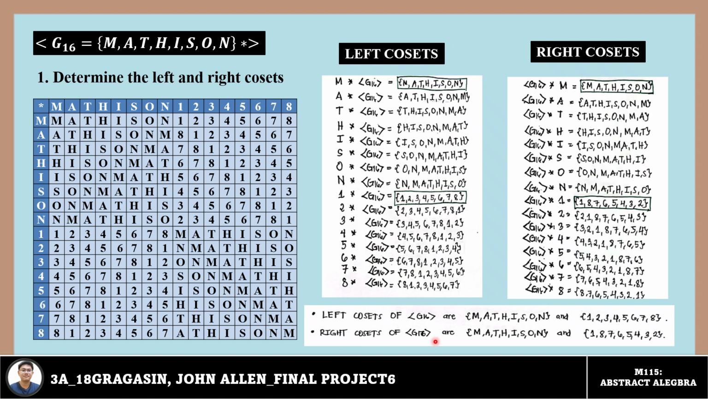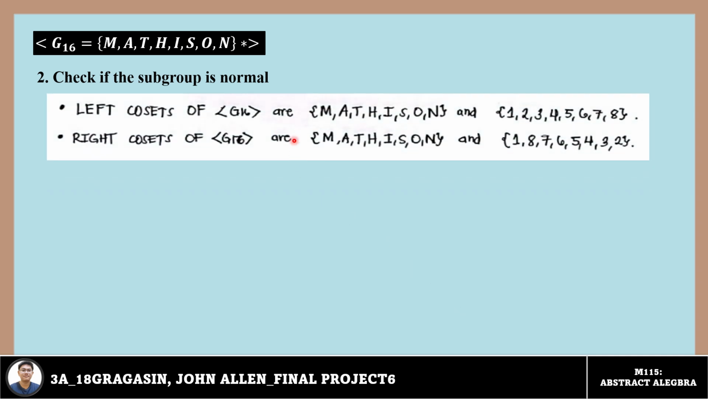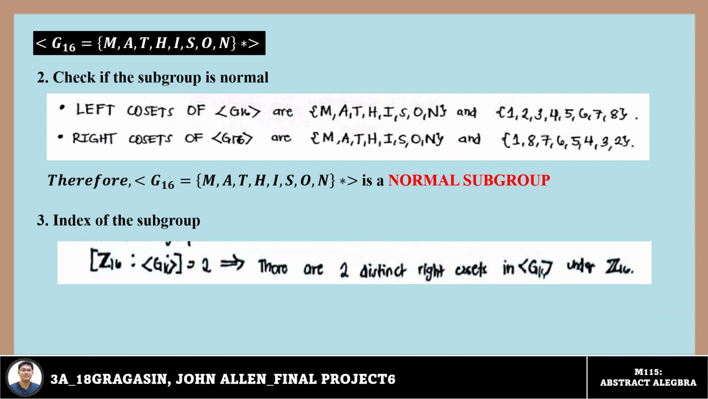And then for our right cosets, we have MATHISON and 1, 8, 7, 6, 5, 4, 3, 2. And then check if the subgroup is normal. As you can see here, left and right cosets coincide with each other. Therefore, we conclude that G sub 16 is a normal subgroup. And then for the index of the subgroup, as you can see here, we have two right cosets. Therefore, the index of the subgroup is 2.